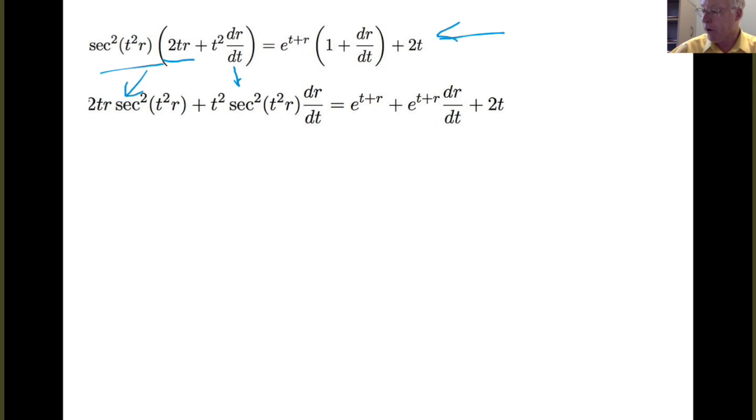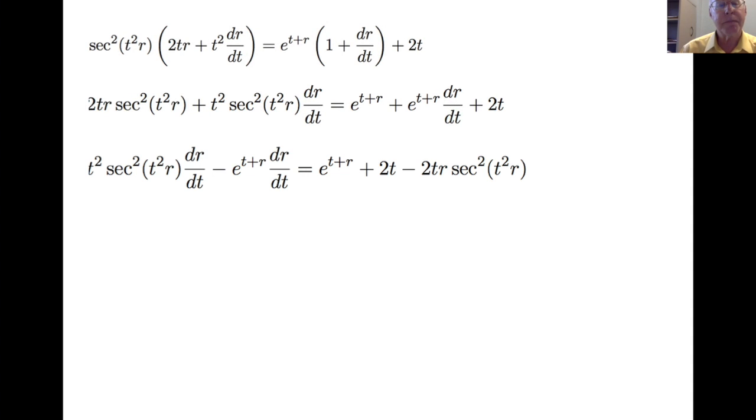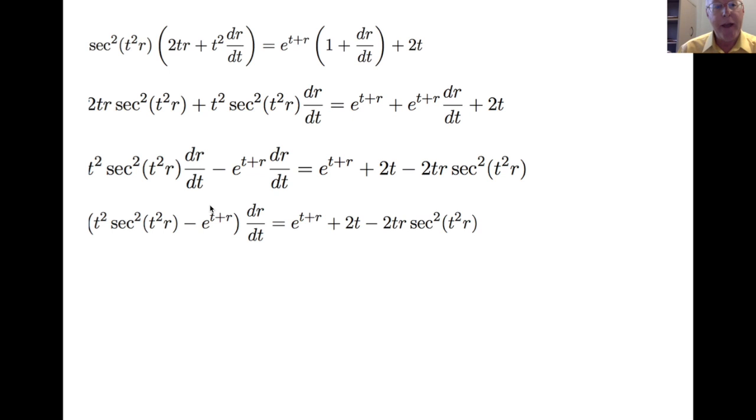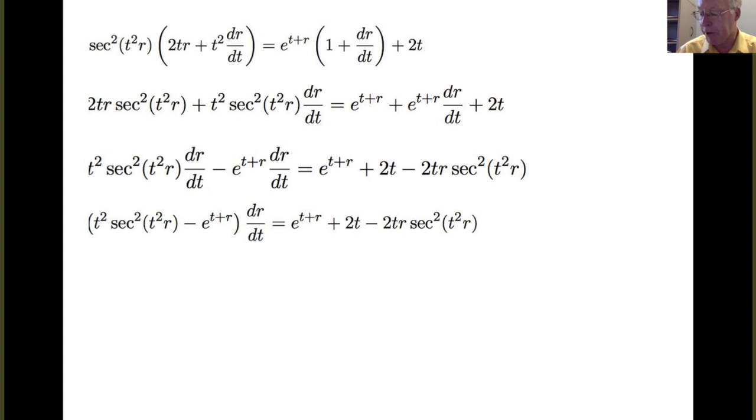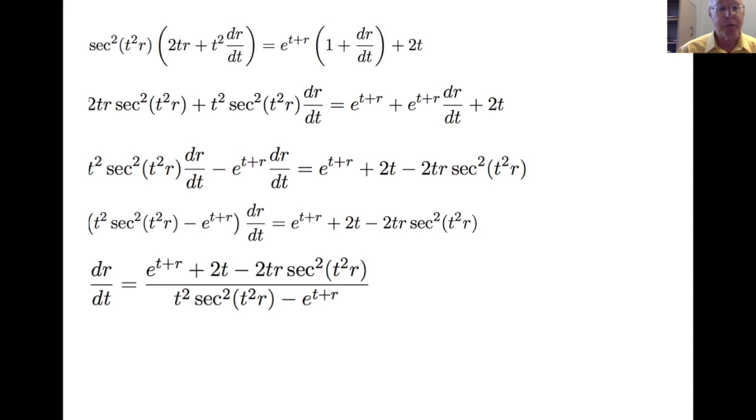Now we bring all the dr/dt's to one side because we want to solve for dr/dt. And then we factor the dr/dt out of the expression on the left to prepare to solve for it. So this is very similar to what we saw in the previous example. Bring the dr/dt's to one side, everything else to the other, factor out the dr/dt, and then finally we can solve for dr/dt and get this expression for the derivative.